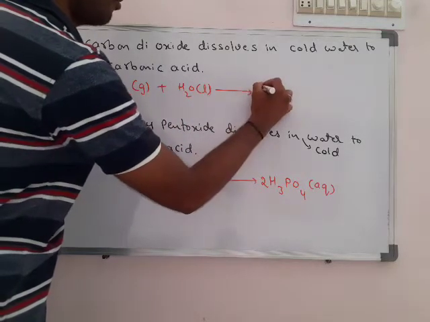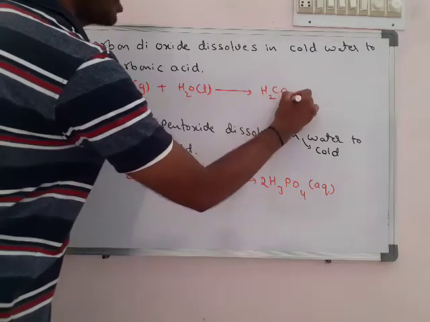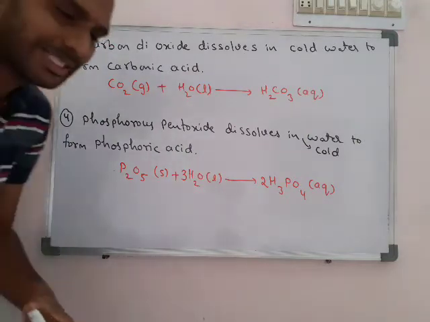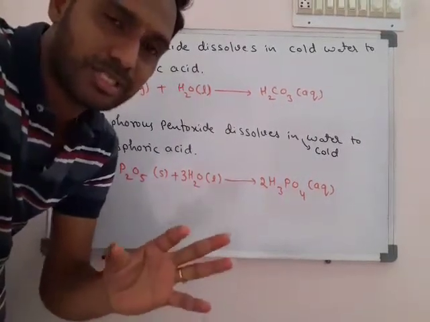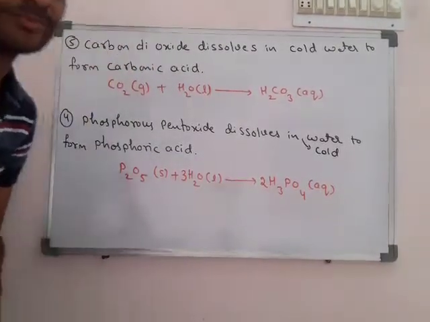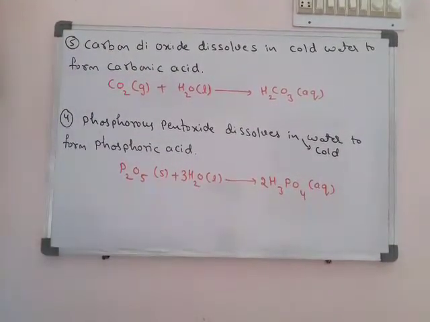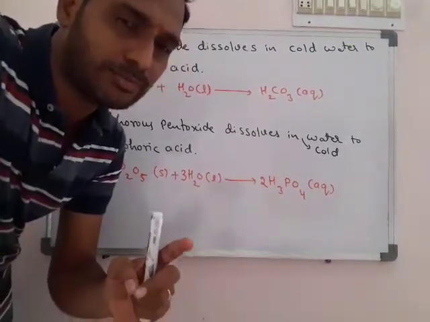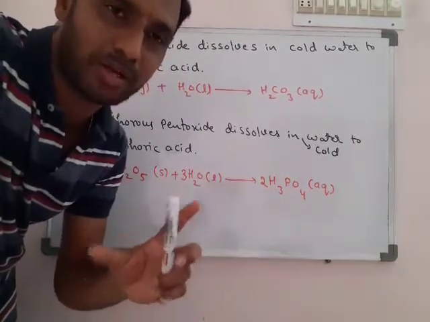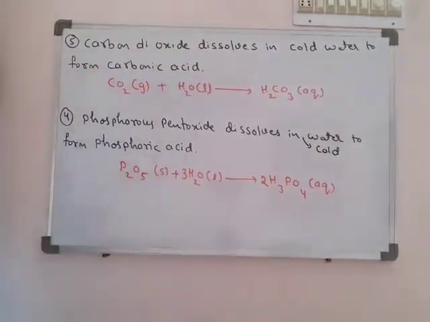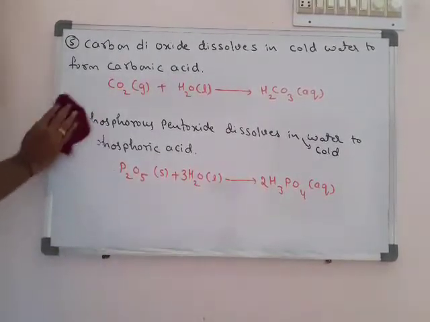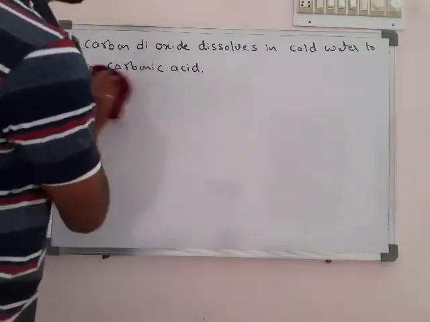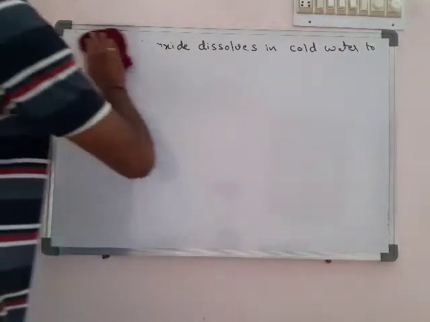So what is the formula of carbonic acid? H2CO3. It's called carbonic acid. It is treated as a weak acid. Okay. So these are the reactions of water with non-metal oxides and metal oxides. So this is about the chemical reactions of water with metals, metal oxides, non-metals, non-metal oxides.